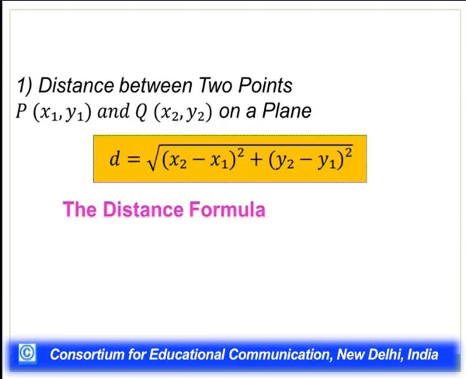Now note here that x2 minus x1 the whole square is the same thing as x1 minus x2 the whole square. Also, y2 minus y1 the whole square is the same as y1 minus y2 the whole square. So the point here is, it doesn't matter which point we call P and which point we call Q. We could alternatively write this distance formula as D is equal to square root of x1 minus x2 the whole square plus y1 minus y2 the whole square. And this way we can take either coordinate first.